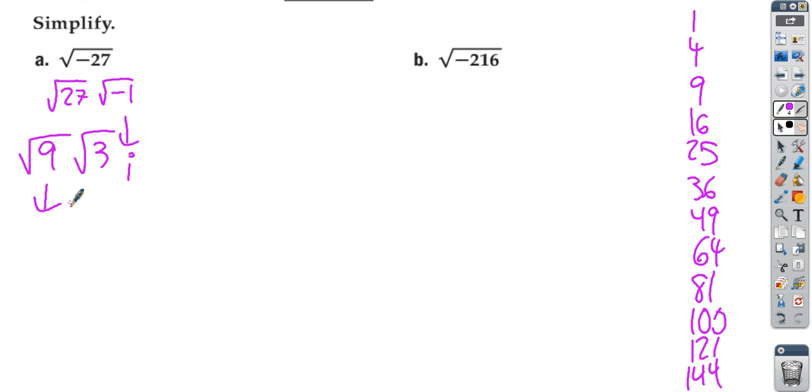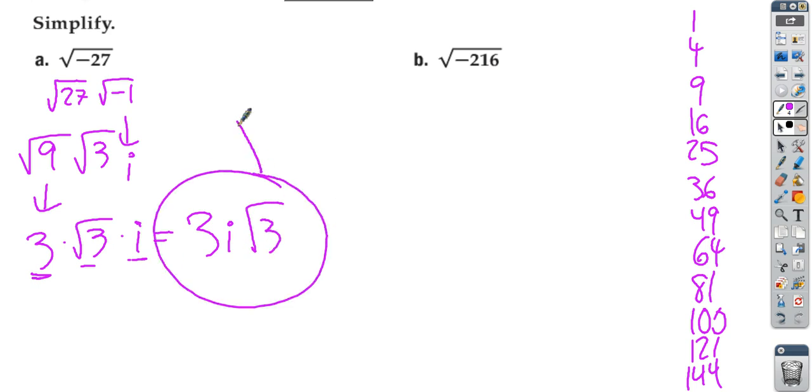What is the square root of 9? It's 3. I can't do anything more with square root of 3, and then I still have that i. The traditional way of writing this is you write that number outside the square root first, then you write the i, then last comes the square root. So this right here is the simplified version, 3i root 3, or 3i radical 3. That's the simplified version of square root -27.